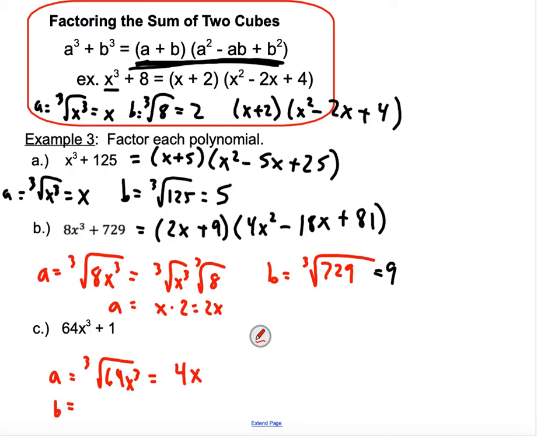B, cube root of 1. What's the cube root of 1? It's 1. So our a is 4x, our b is 1. So let's plug them in there, back up at the top there.